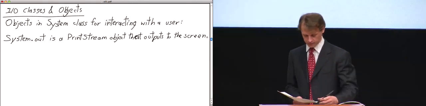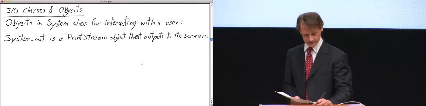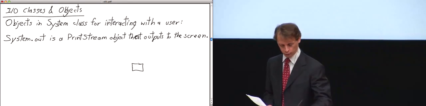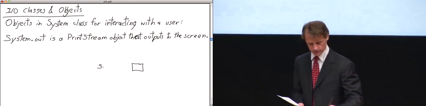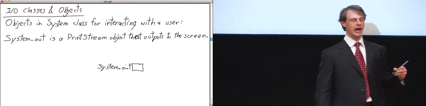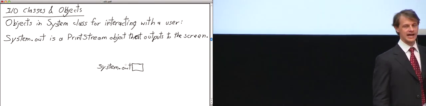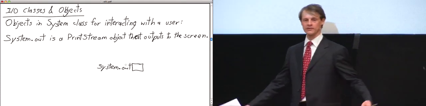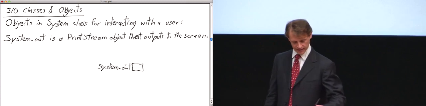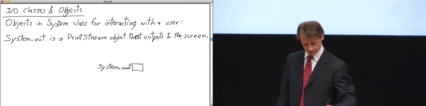And again, remember that when I say something like System.out is a PrintStream object, that's really shorthand for saying System.out references a PrintStream object. So there is some variable called out, and out is in the class System. So we have to write System.out when you're writing code that's not in the System class to refer to that variable.